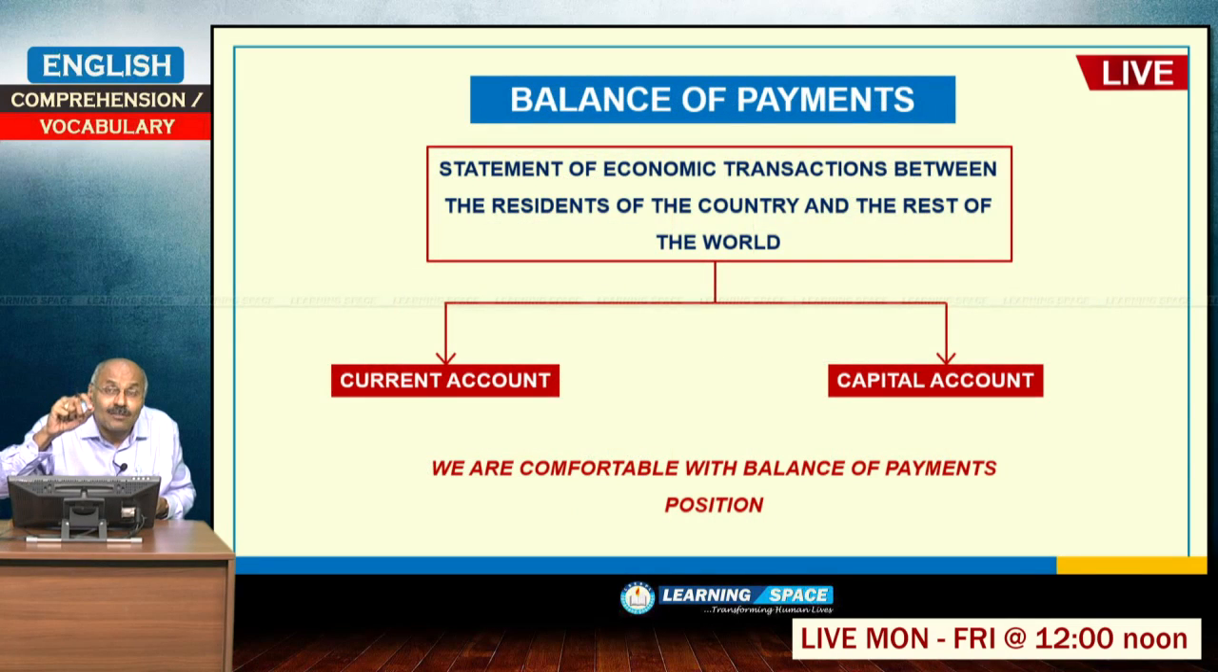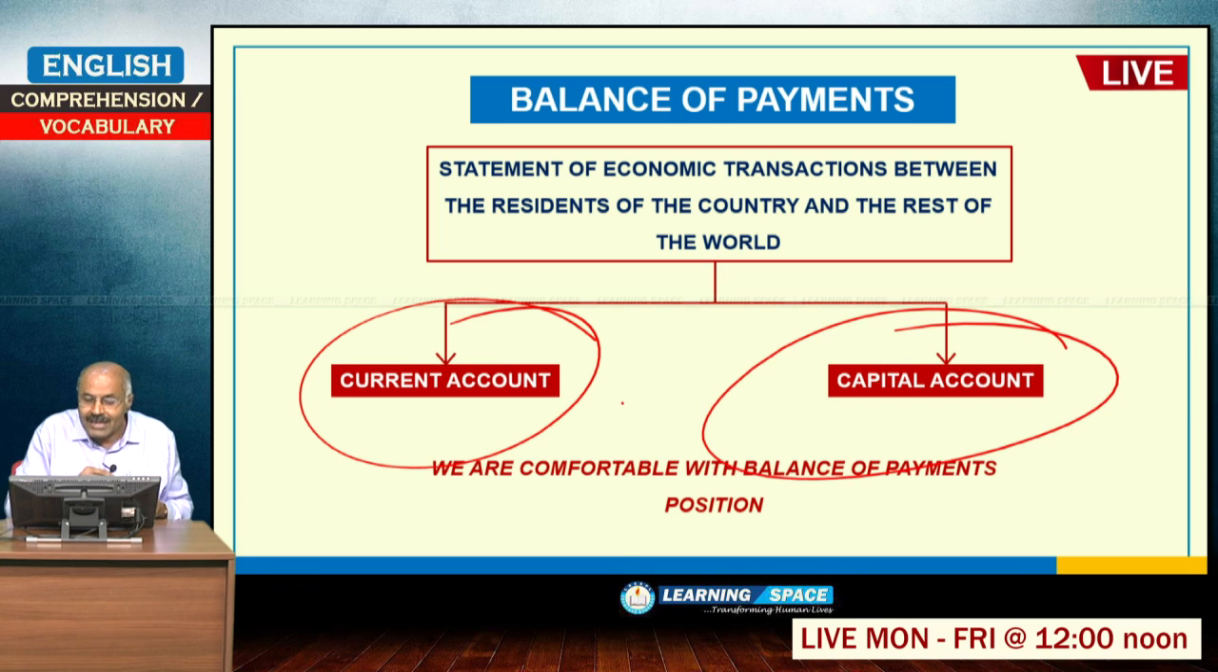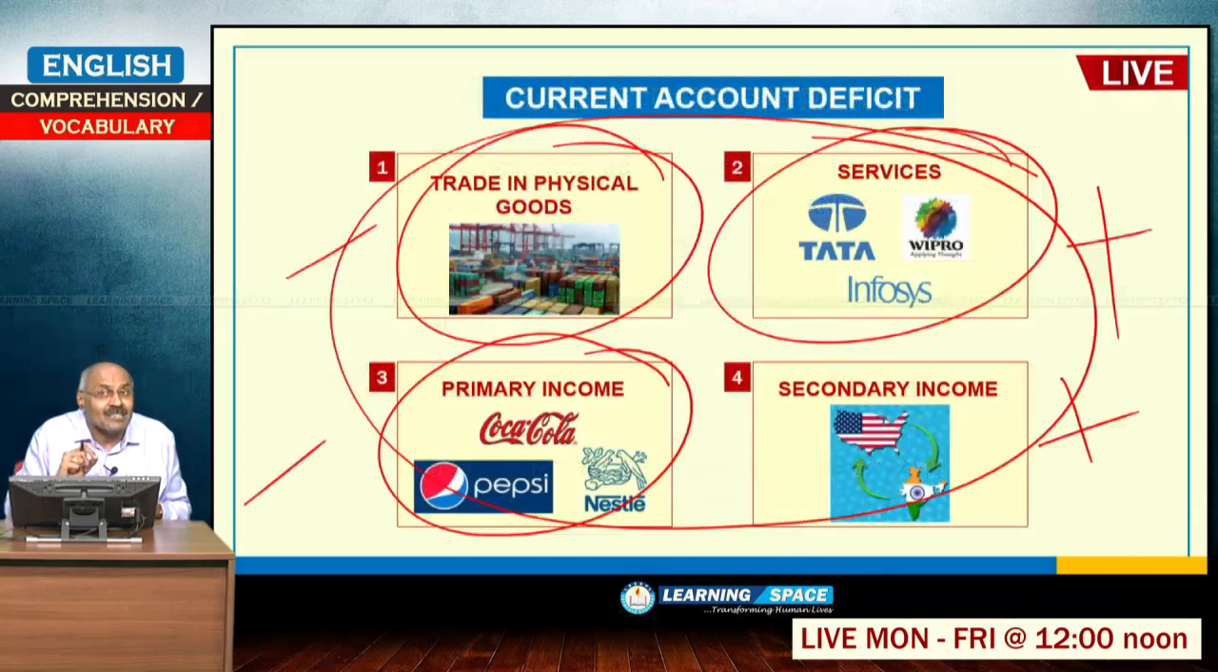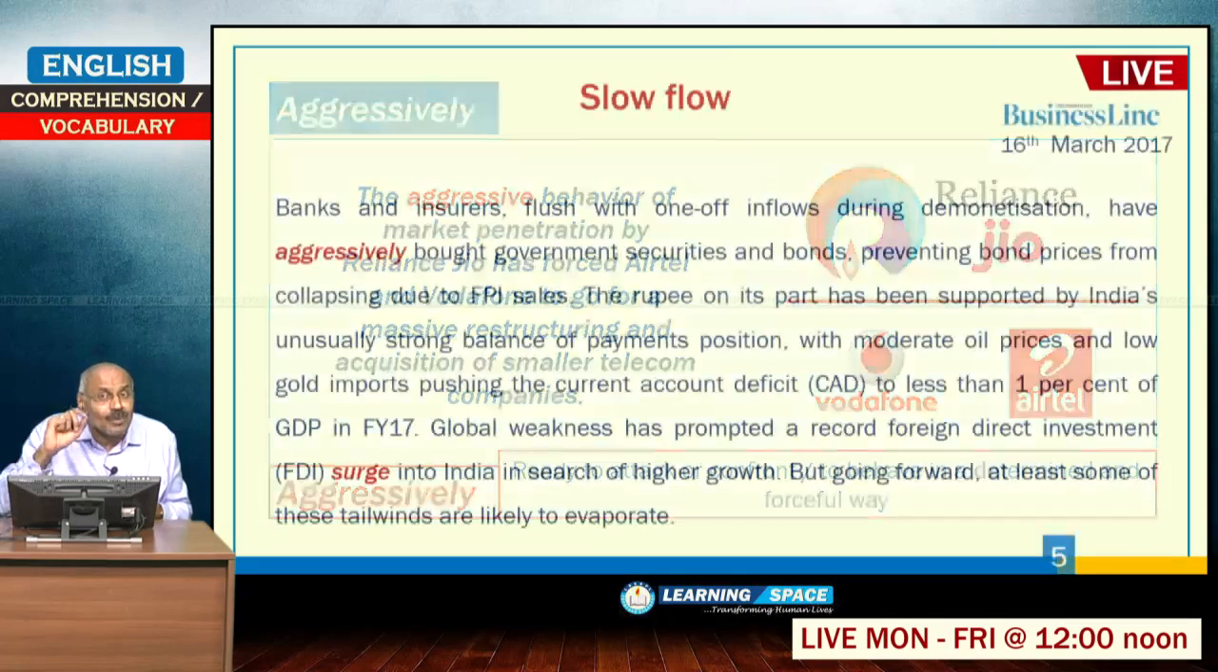And what is balance of payments? Balance of payments is the sum total of current account and capital account. Here, the statement of economic transactions between the residents of the country and the rest of the world is balance of payments. Balance of payments includes current account, capital account. Our position is quite comfortable with regard to balance of payments, please do not forget, right. So, we discussed two important aspects here, balance of payments, current account deficit. Let us go back to the passage.